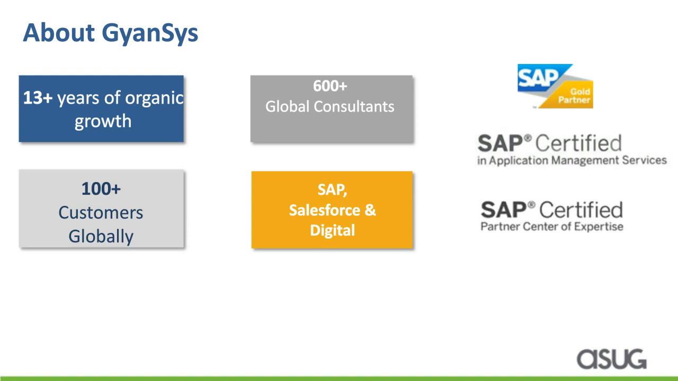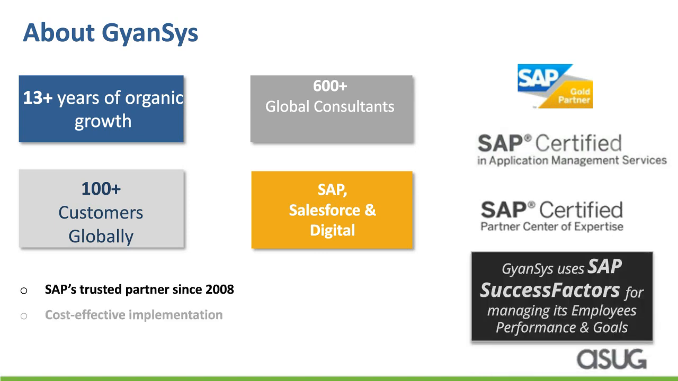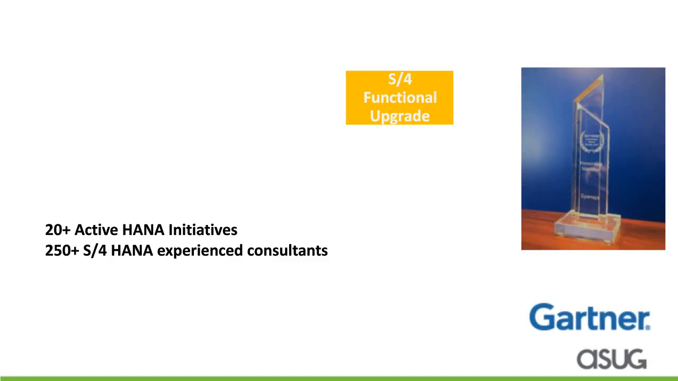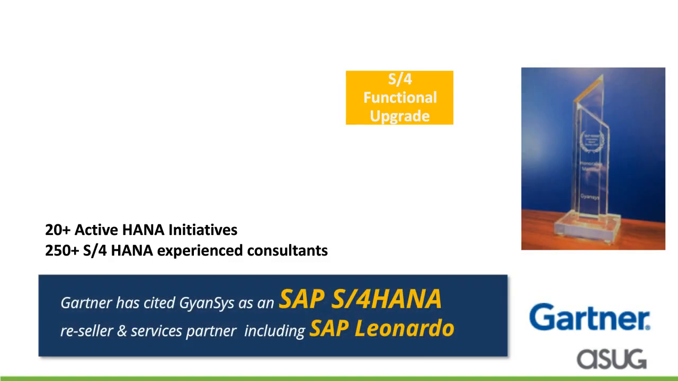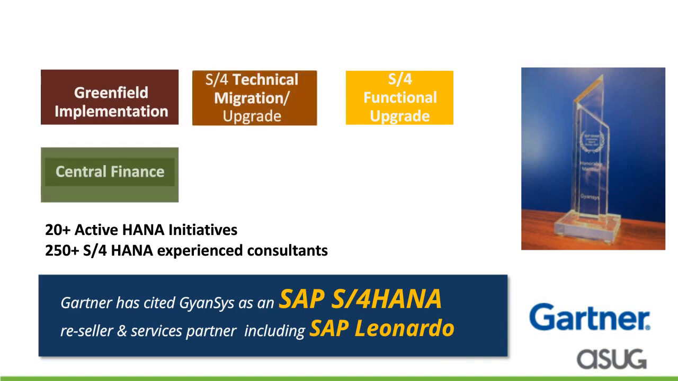We are a global delivery partner, gold partner with SAP, with offices in both Bangalore, India, Hyderabad, and Manila as well. There's exciting news. We're going to be opening a new office in Europe at the end of this year. So GyanSys is recommended by Gartner for SAP S/4HANA implementations.